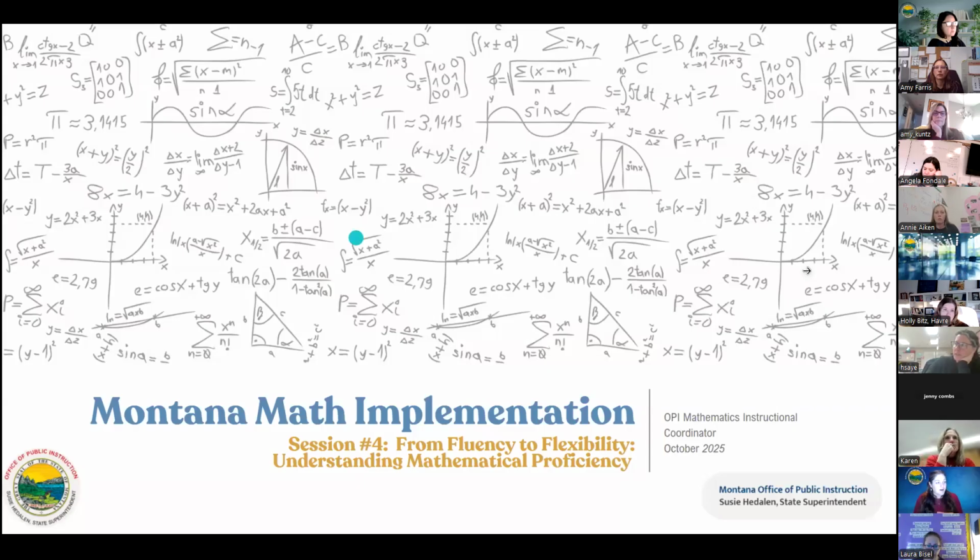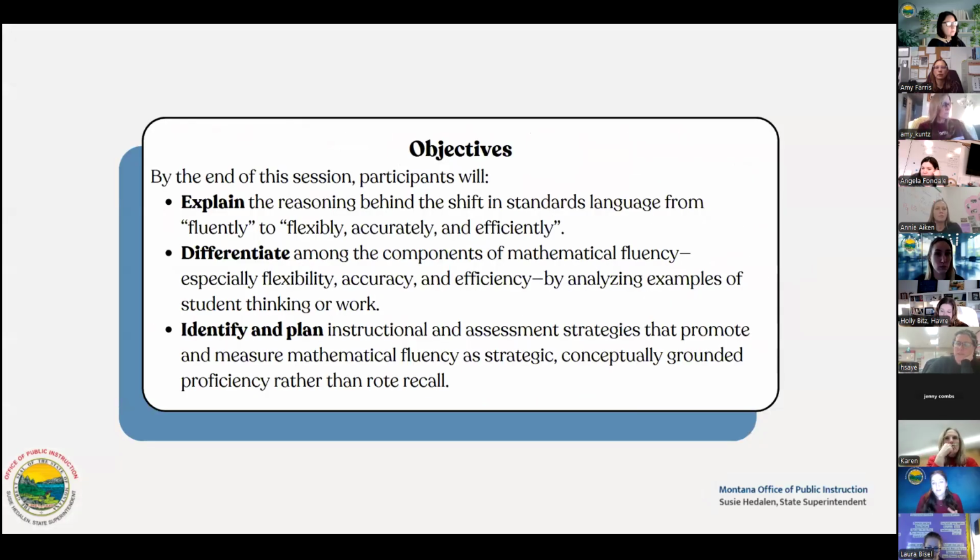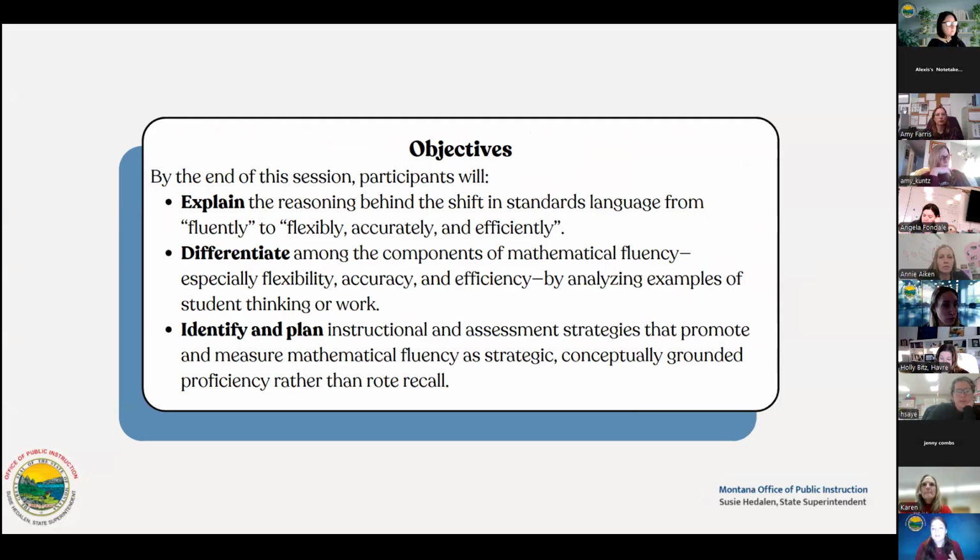Like I said, our objectives today: we want to focus on the reasoning and why we shifted some of the language. And by we, I mean the task force. I wasn't actually a member of that task force, but they shifted the language. And then we also want to learn how to differentiate between the different components of mathematics fluency as NCTM defines them. We're going to focus specifically on flexibility, accuracy, and efficiency today. And then we're going to plan some different ways that we can respond to that in the classroom.